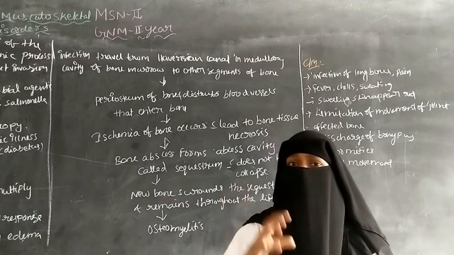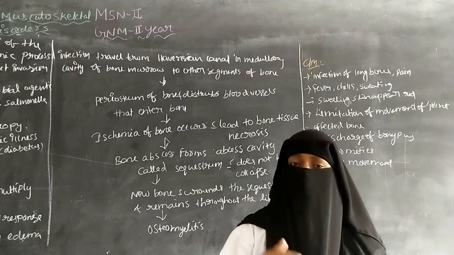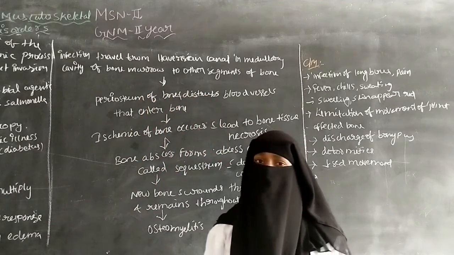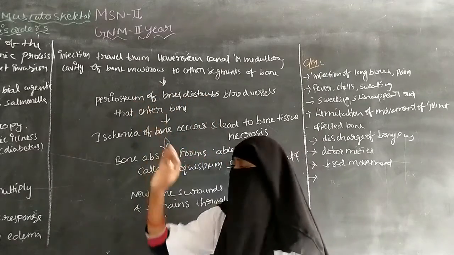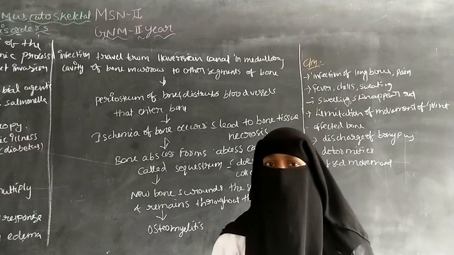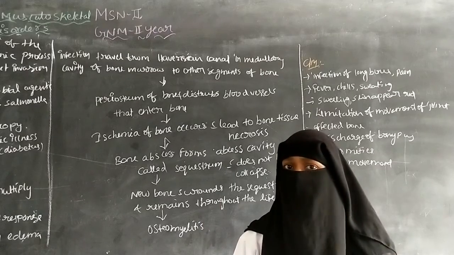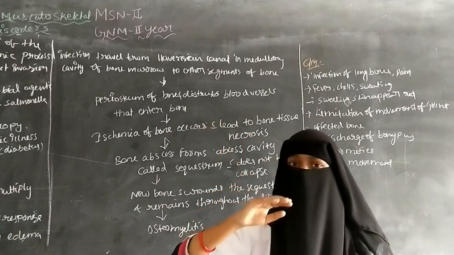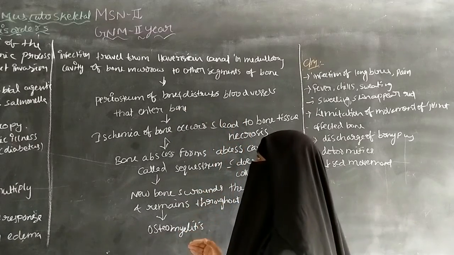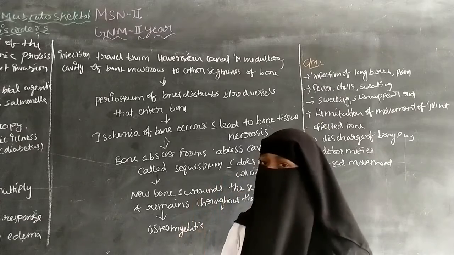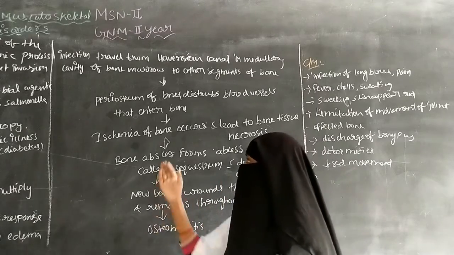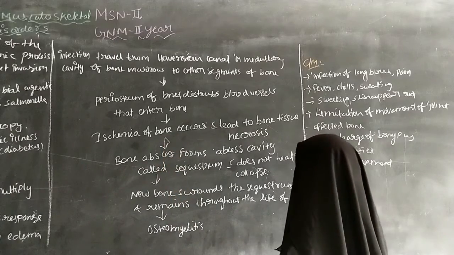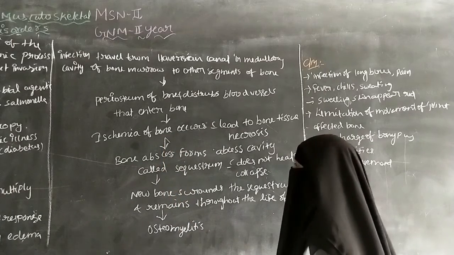Which blood vessels can enter into the bone? The blood vessels can be disturbed by the infection. Periosteum means the outer layer of the bones, and it can be infected. The blood vessels supply the bones, and they can be disturbed by the infection. So it leads to ischemia of the bone, which leads to bone tissue necrosis.